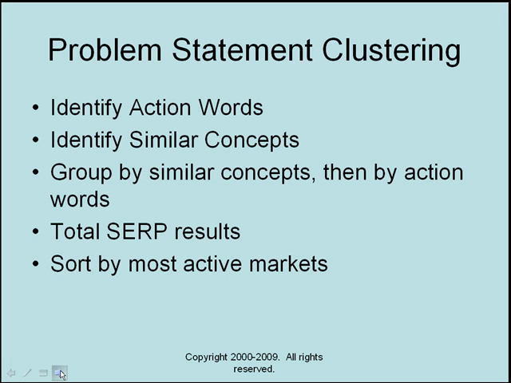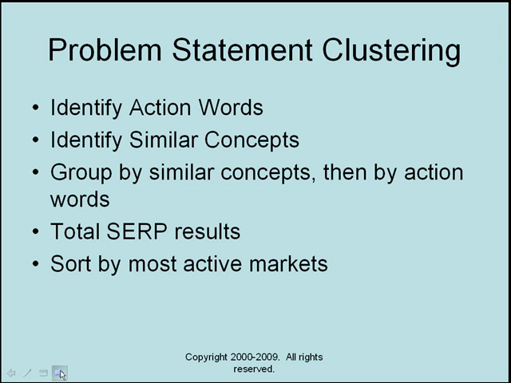In order to develop an effective SEO campaign, you must cluster these search terms into similar categories. Begin with identifying any action words like who, what, when, where, and how, and also begin identifying similar concepts. You will first group similar concepts, and then you will regroup each category by action word. Finally, you will want to sort these categories by most to least popular.